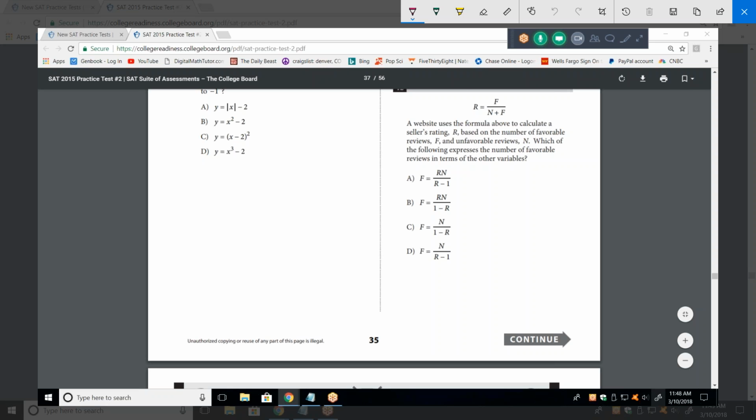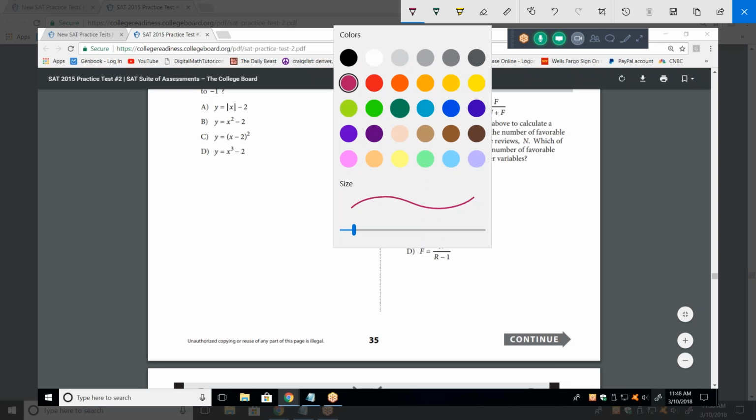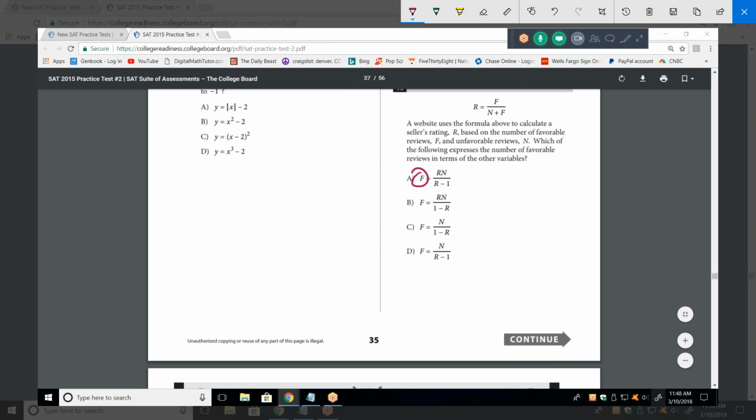This is algebra. They're giving us an equation that's solved for R, and they're going to ask us to solve for one of the other letters. Obviously, they want us to solve for F. It's just like switching around the variables. You need to be able to do this. If you don't know how, let's go through it in detail because, like I said, algebra is 80% of the test. What's the first step?